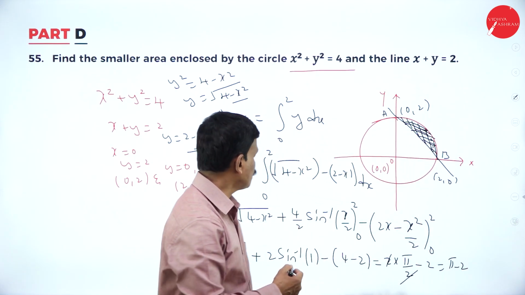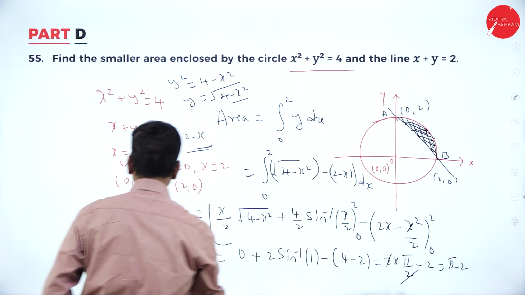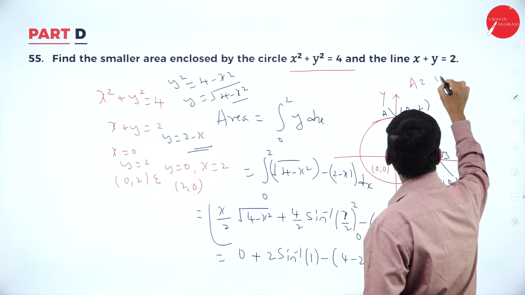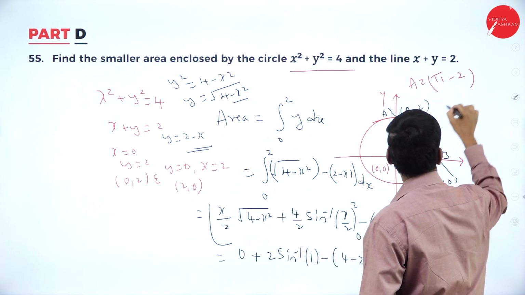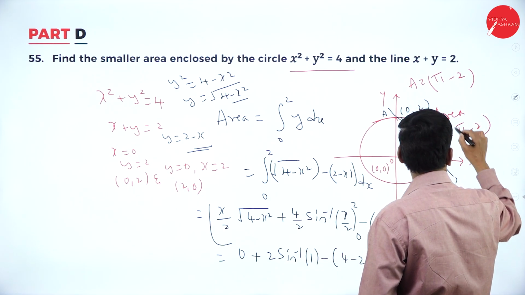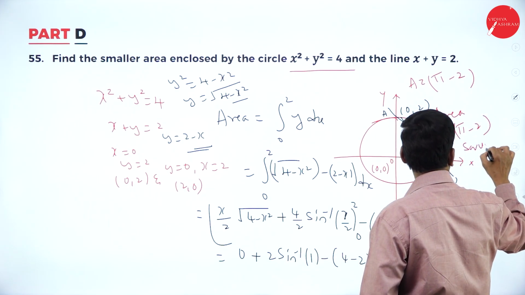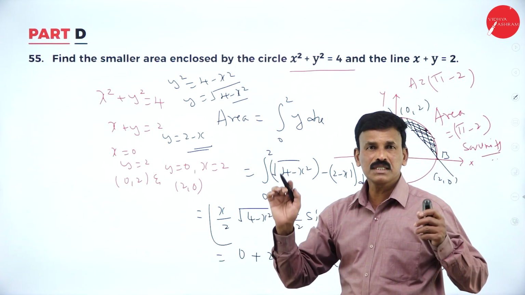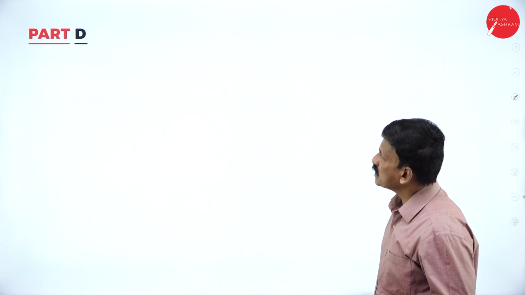That's it. So the required area is pi minus 2 square units. Very simple and easy problem. Now move on to the next problem.